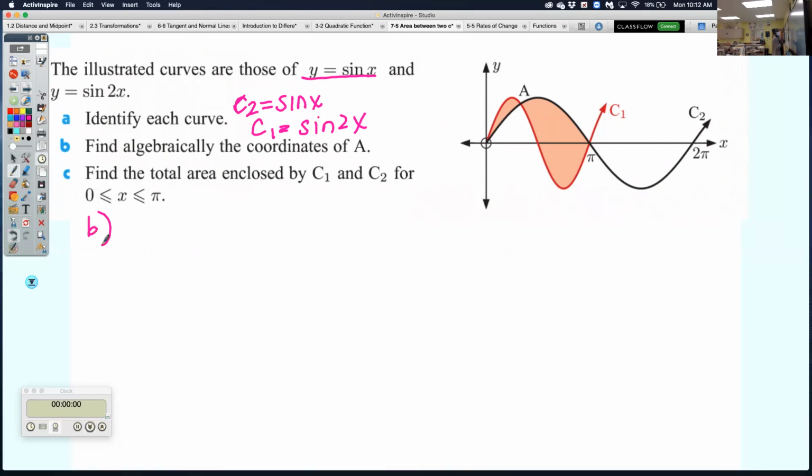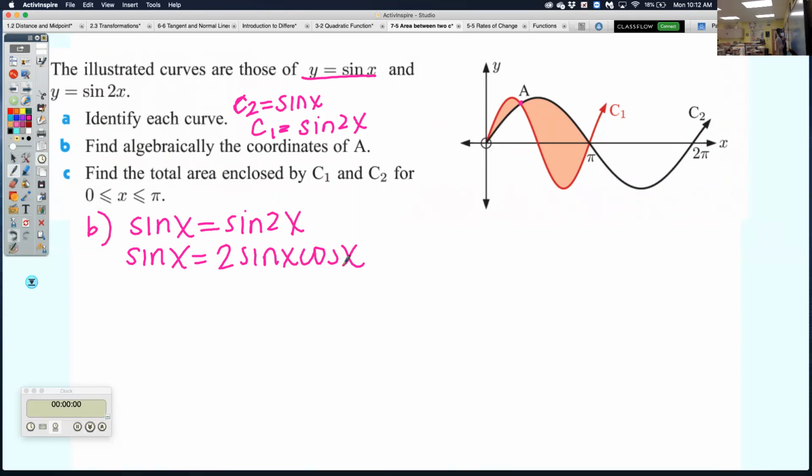To algebraically find the coordinates of A, again, you're looking for that point of intersection. So you want to set the two equations equal to each other. Definitely wanted to do this one because I wanted to refresh your memory on how to solve these types of equations. Remember, sine 2x is an identity that can become 2 sine x cosine x. So then I can subtract over sine x.